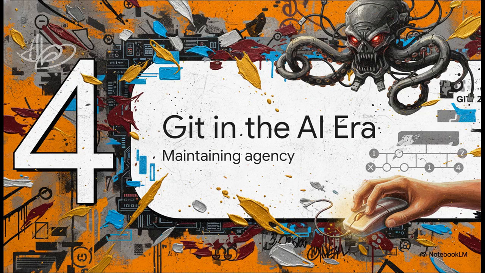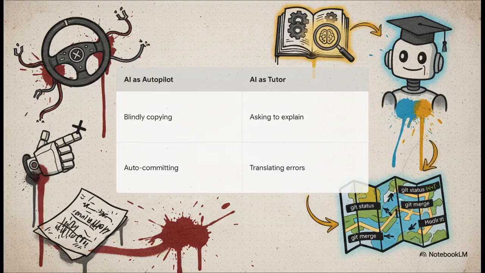Section 4. Git in the AI era. Maintaining human agency. We are now entering the real boss battle of this explainer, managing coding agents without losing your project's integrity. So the crucial point is understanding exactly how you interact with AI. There's a dangerous way and there's a highly productive way.